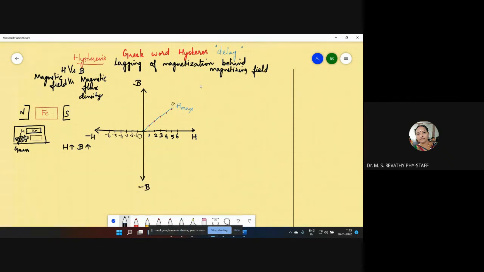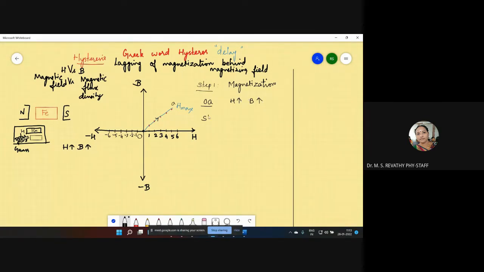So what I've done is actually step 1. In step 1, I have done magnetization. I have applied a magnetic field to the material. So this magnetization continues along OA until A, the maximum limit. Magnetization has been done. As H is increased, B also increases. So this is step 1.